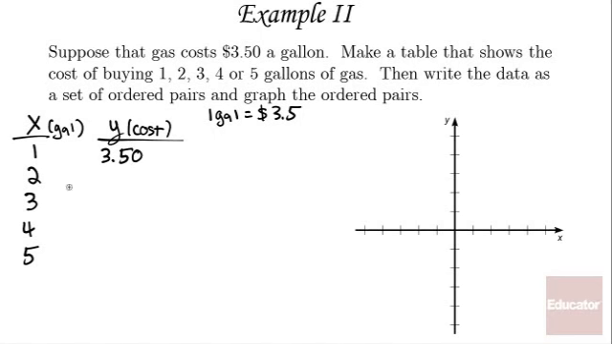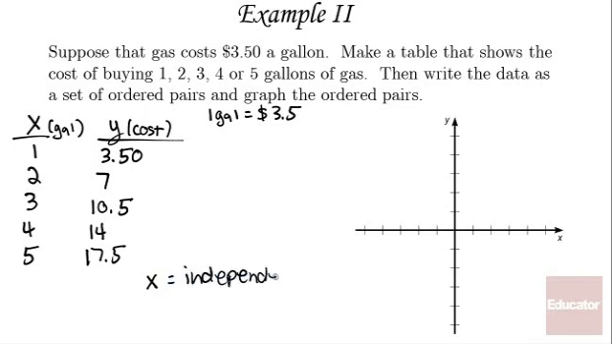If I buy 2 gallons of gas, it's going to cost me $7. 3 gallons is going to be $10.50. 4 gallons, $14, and 5 gallons, $17.50. And this illustrates a point. We sometimes call X the independent variable, and Y the dependent variable.